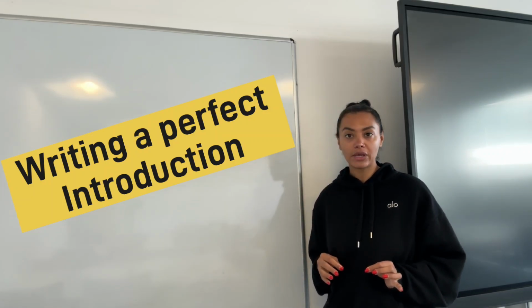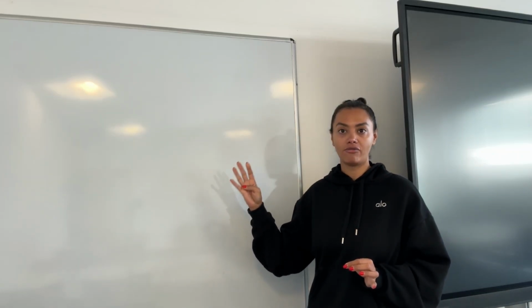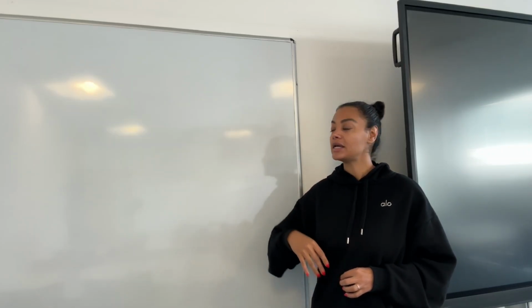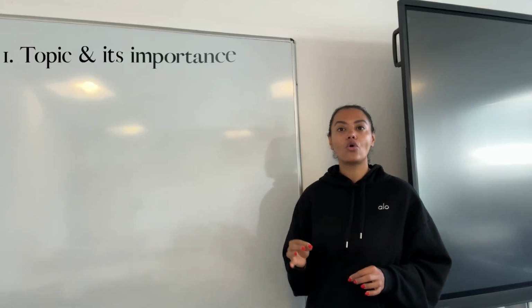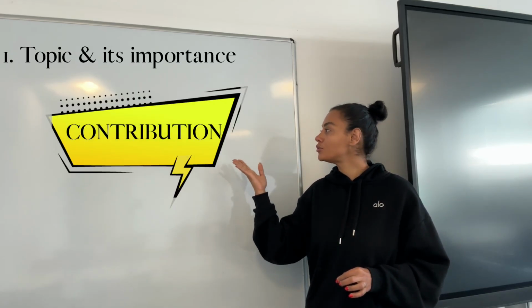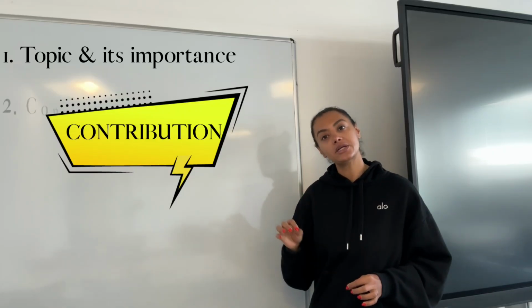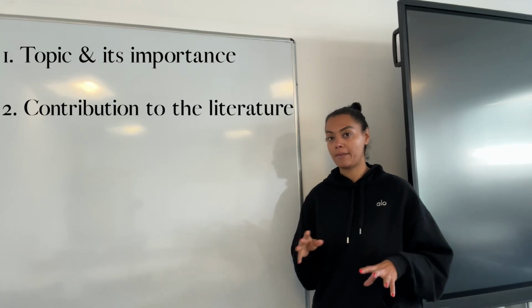Okay, so moving on, your introduction needs to have 4 paragraphs. The first paragraph, you're going to explain the topic and its importance. The second paragraph, you're going to discuss the contribution that you're making to the literature review. This is especially important if you're doing a master's degree or if you're doing a PhD.